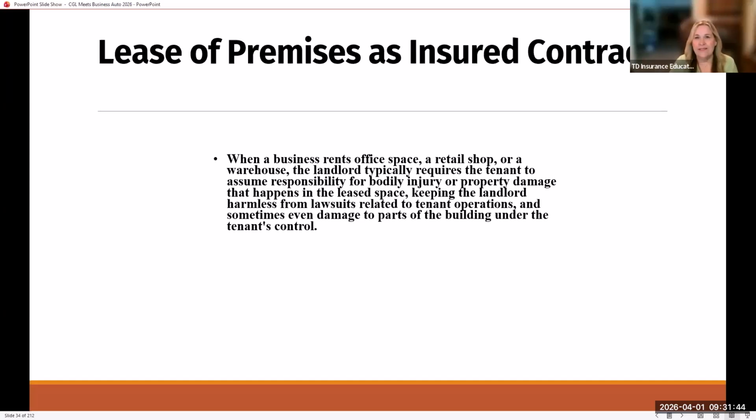And so this is where the owner of the building says, hey, if you did something that's harmful to a third party and I just happen to get sued for it, I want to be protected under your policy. And that's an insured contract. So when a business rents office space or a warehouse, retail shop, the landlord would typically require them to assume liability for bodily injury or property damage that happens in that lease space, keeping the landlord harmless from lawsuits. It's not saying, hey, tenant, you're going to take on all my liability. It's just saying, if you don't do what you're supposed to do and I get sued because of that, I want to be protected under your policy. Okay, so that's really what it's about.